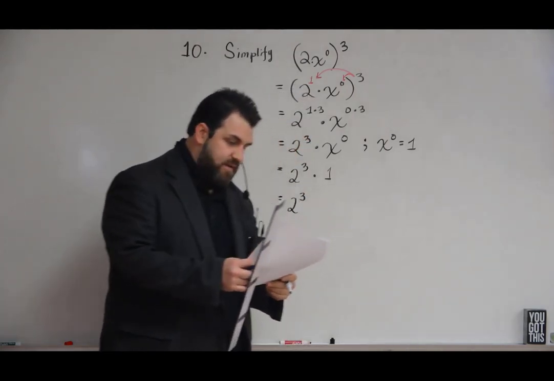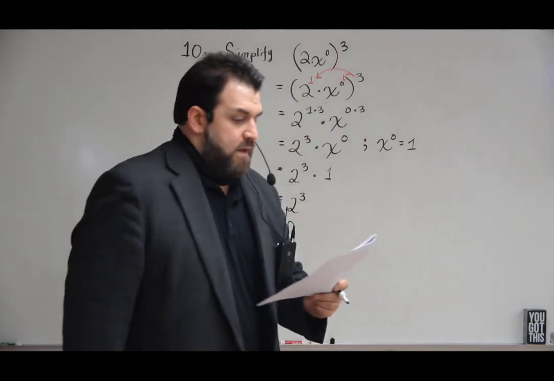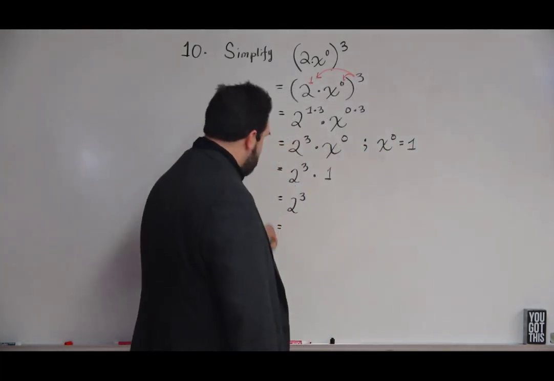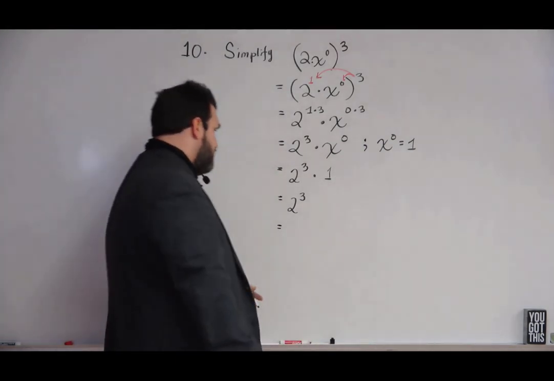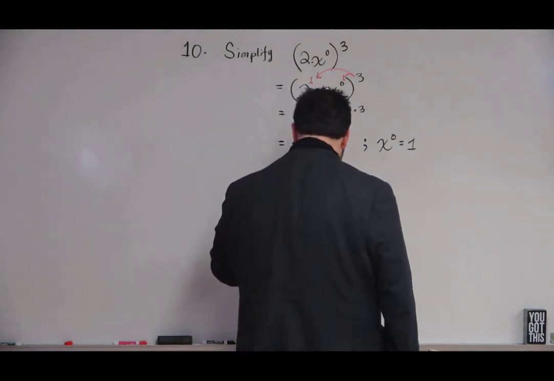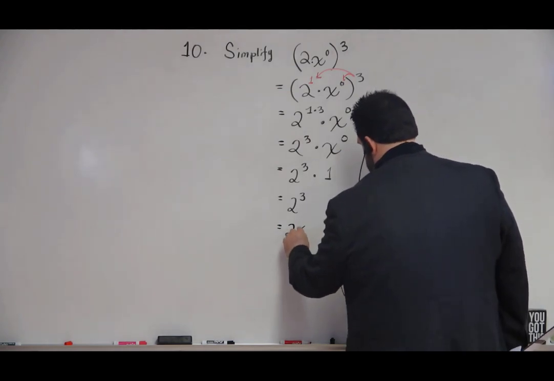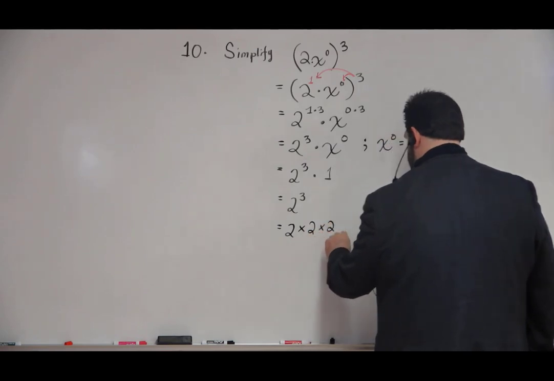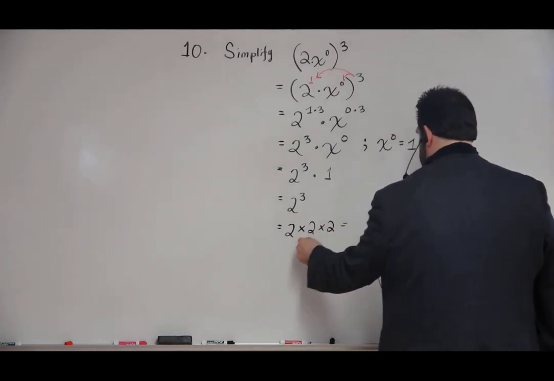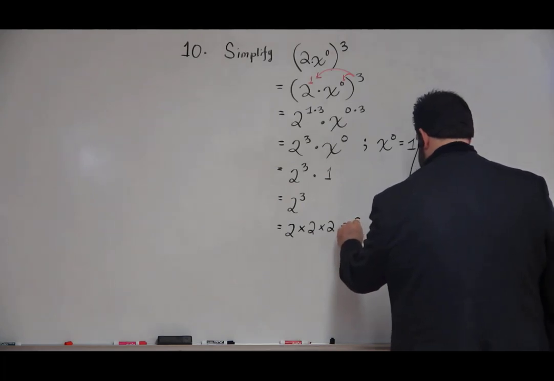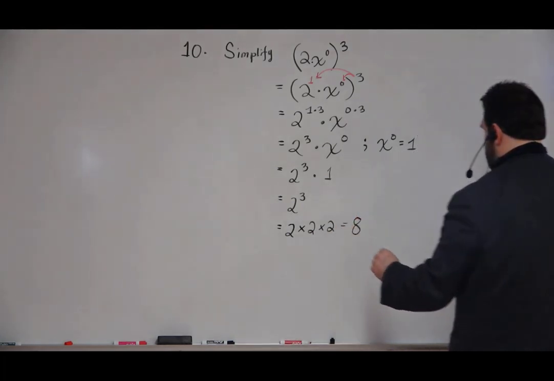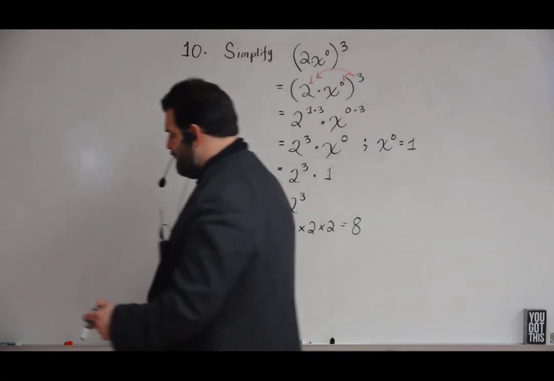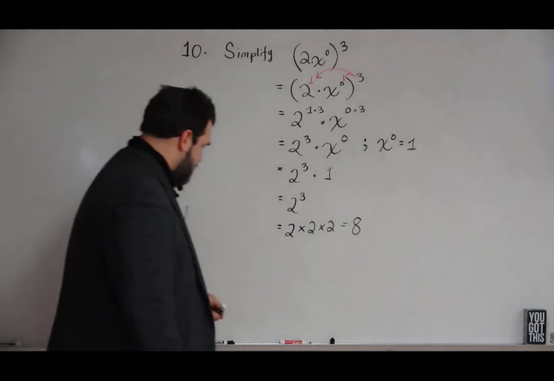Let's see if that's how it is in the answers. Nope, that's not one of the answer choices. So what they want you to do then is to kind of expand that exponential form out into product form. So instead of 2 cubed, you'll write 2 times 2 times 2. And 2 times 2 is 4. 4 times 2 is 8. Okay, so the final answer is 8. Ladies and gentlemen.